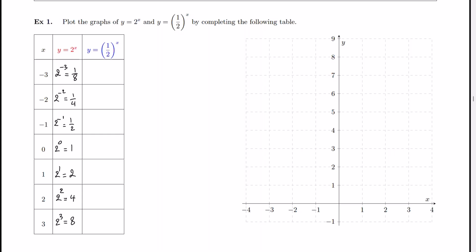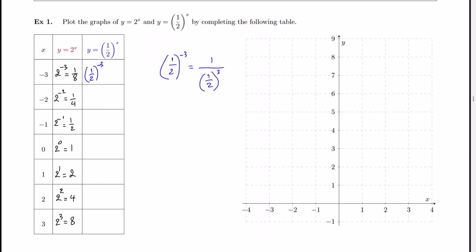In this problem, we're supposed to plug in -3 as a power of 1/2, so 1/2 to the power of -3. The way I think about 1/2 to the power of -3 is like this. 1/2 needs to have a positive exponent. How can I make it have a positive exponent? Well, what I need to do is put it on the denominator. So it's going to be 1 divided by 1/2 to the power of 3.